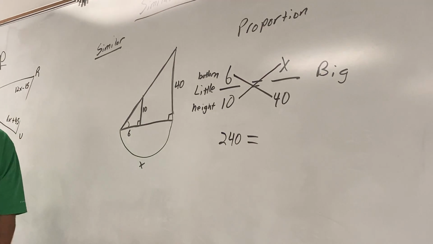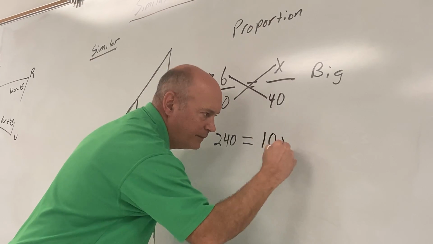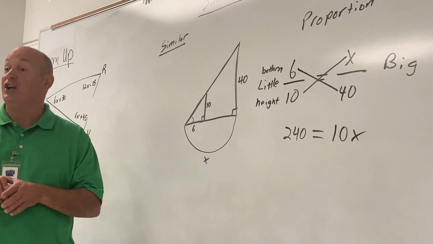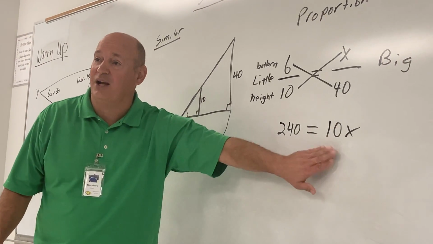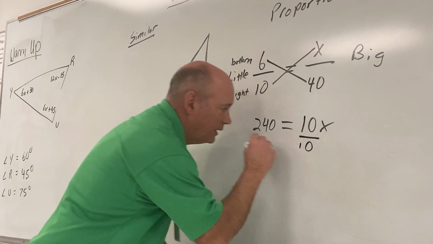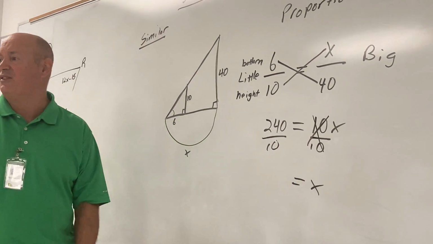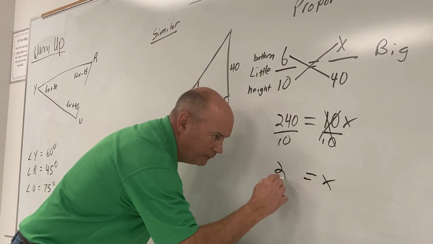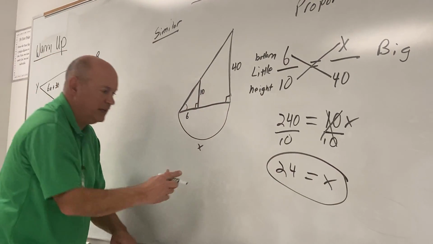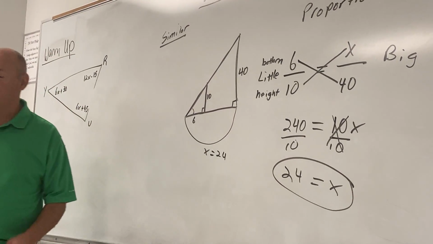What's 10 times x? 10x. And how do I solve this equation? What do I need to get rid of, Isaiah? The 10? Good. We're trying to get x by itself, so how do I get rid of it? Divide by 10. And when we divide by 10, you're going to hear a number that Zach said just a minute ago. What is the answer? 24. So the bottom of the big triangle is 24 feet, inches, whatever they label it on the assignment.